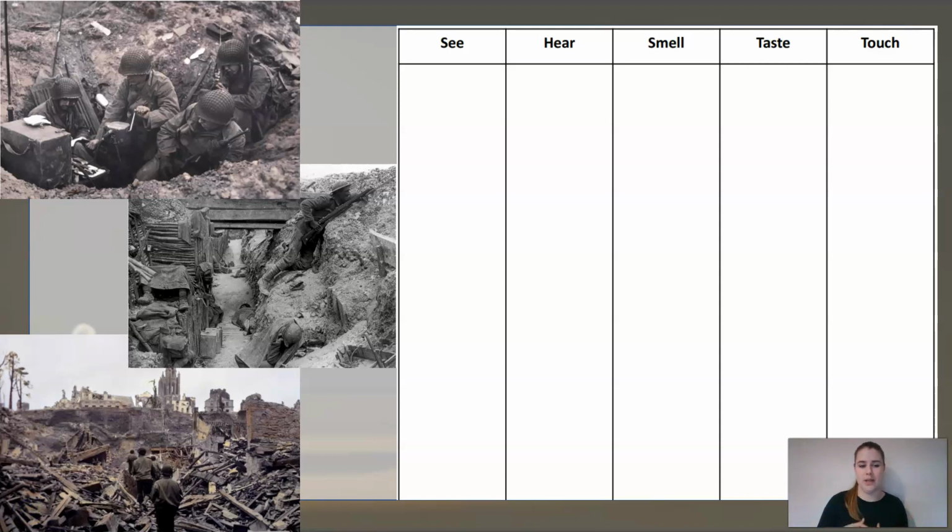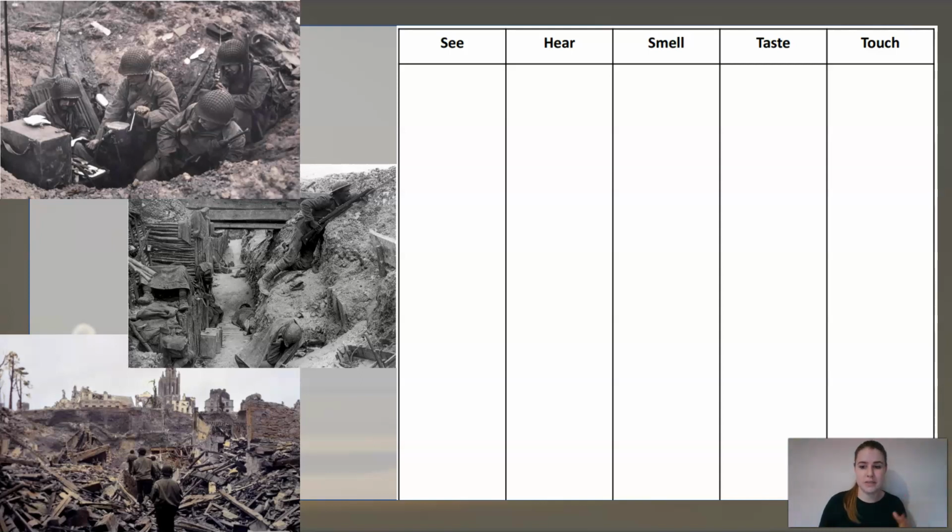So I've got some war pictures on here, and I want you to see if you can fill out this table, maybe with only 2 or 3 words, depending on how many you can come up with, of what, through those 5 senses, a soldier might have experienced in the war. So I want you to think about things that you might have been able to see, things that they might have been able to hear, what things they would have been able to smell, would they have been able to taste anything, specifically things that might also be in the air, what would they be able to touch? So just pause the video for 5 minutes and jot down some ideas of those 5 senses, of how they might have experienced those when they were fighting in the war.